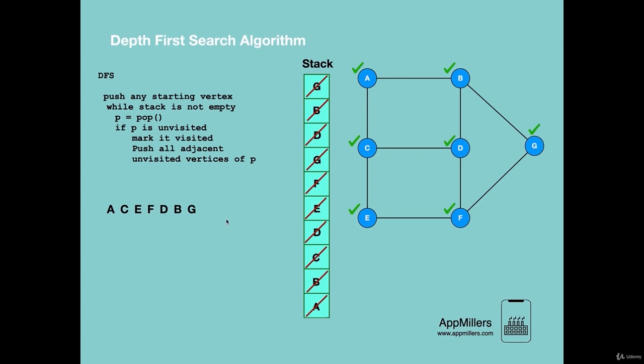Now with this we have completed the explanation of the depth first search algorithm, and we did a dry run for DFS. So see you in the next lecture.